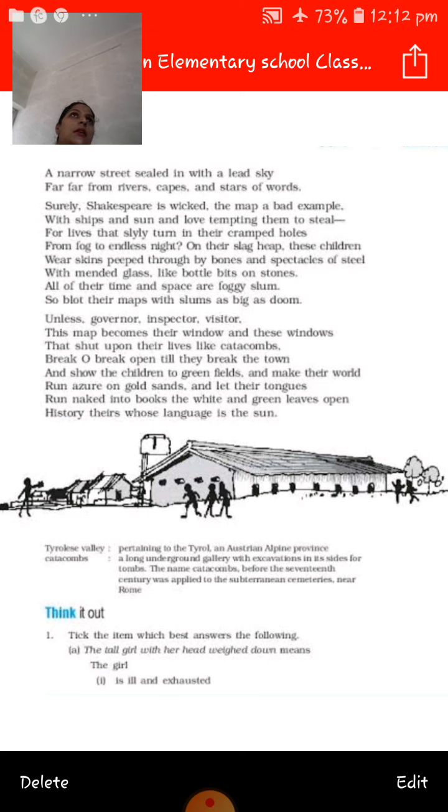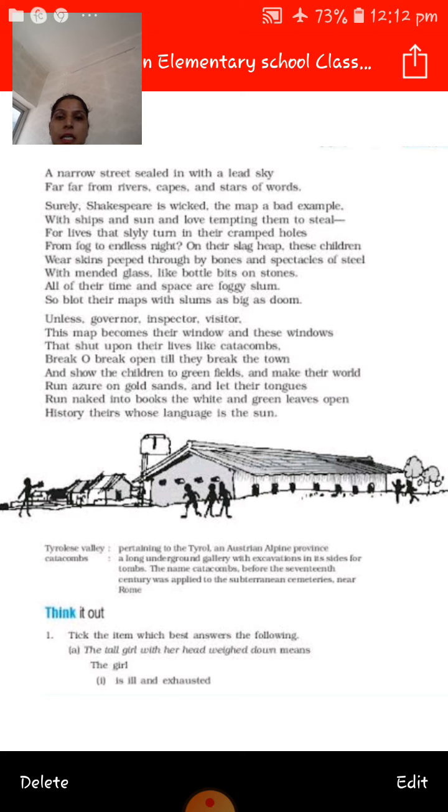So basically the poet is trying to describe the condition of the slum children, how they live in their areas and what the condition of their huts is like. He is saying that the governor, inspector, and all the people should also have some knowledge about them.